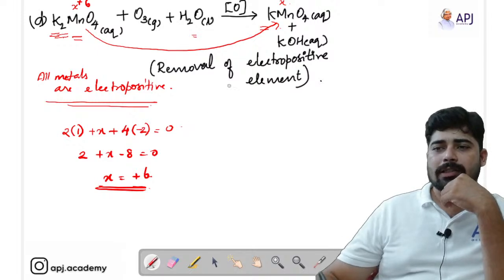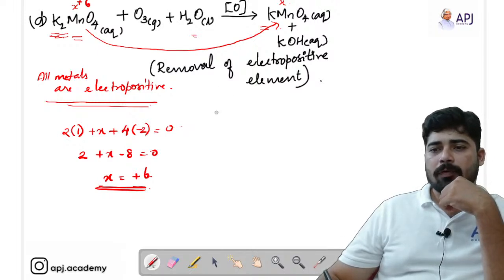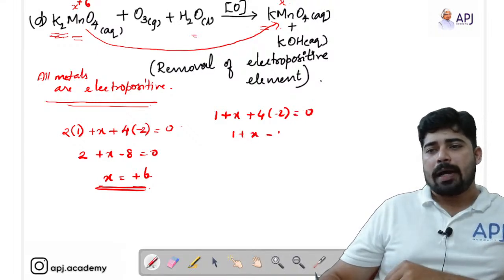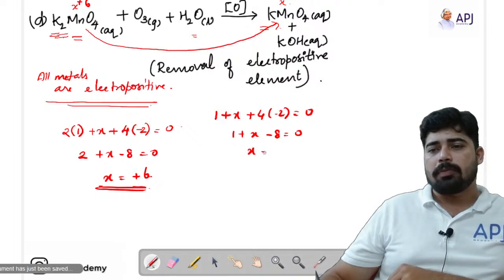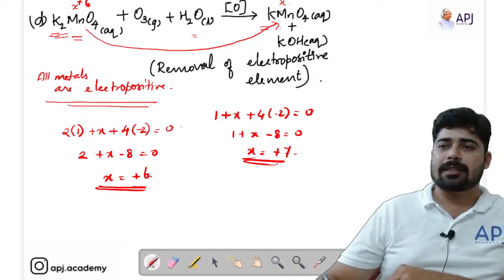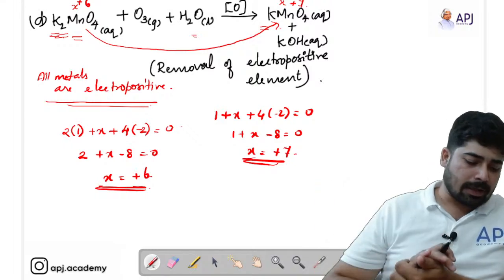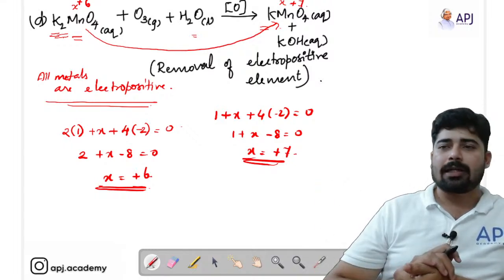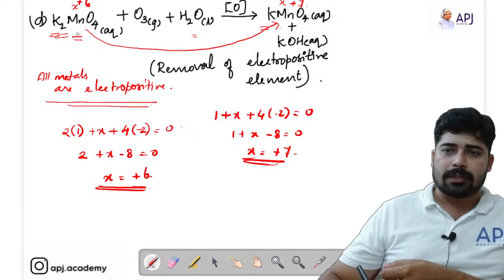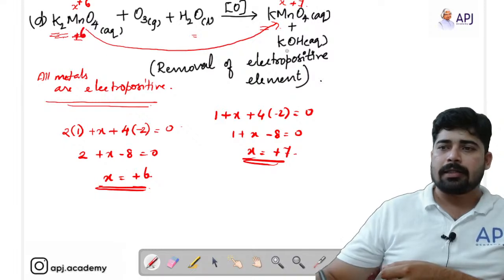Now let's check the oxidation state of manganese in KMnO4. In KMnO4 we have only 1 potassium, plus X, plus 4 into -2, equal to the charge on the molecule, that is 0. So 1 plus X minus 8 equal to 0. So X will be equal to +7. So here students, you can see that from +6 it has converted to +7. That means there is an increase in oxidation number. So if there is an increase in oxidation number, then obviously the process is called oxidation. Here it was plus 6 and here it is plus 7.